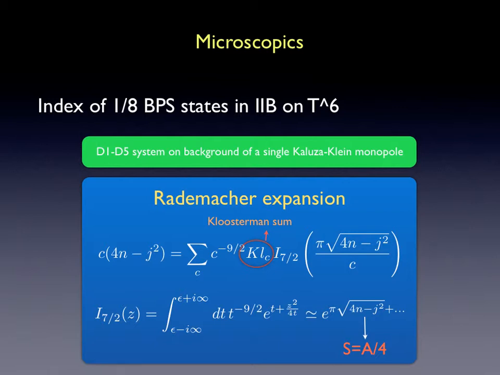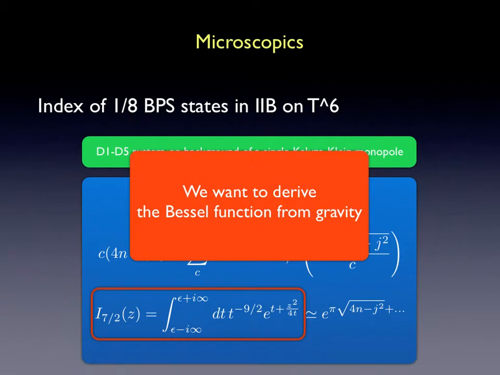For the leading term, the Kloosterman sum equals 1. In a large charge limit, we recover the Bekenstein-Hawking entropy, but we can also compute in a systematic way corrections to this result. However, our goal is to determine completely from gravity the Bessel function, even for small charges.